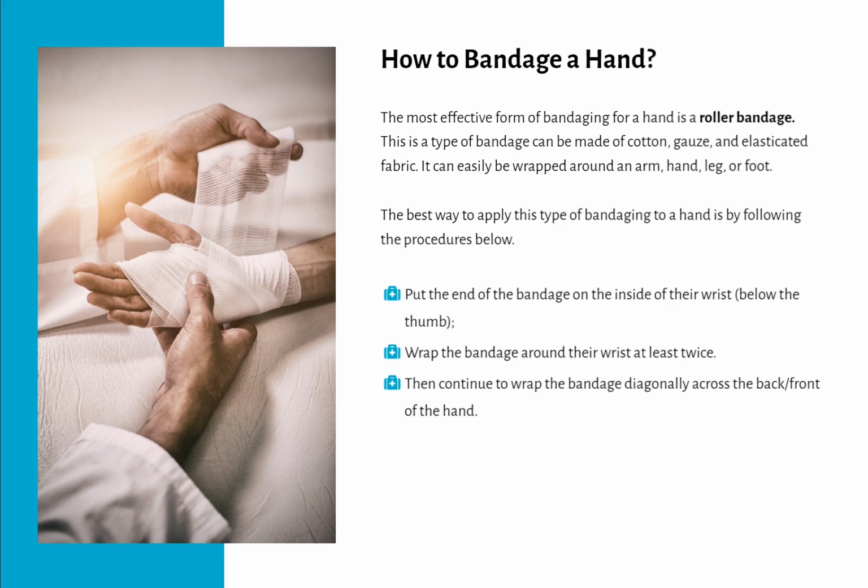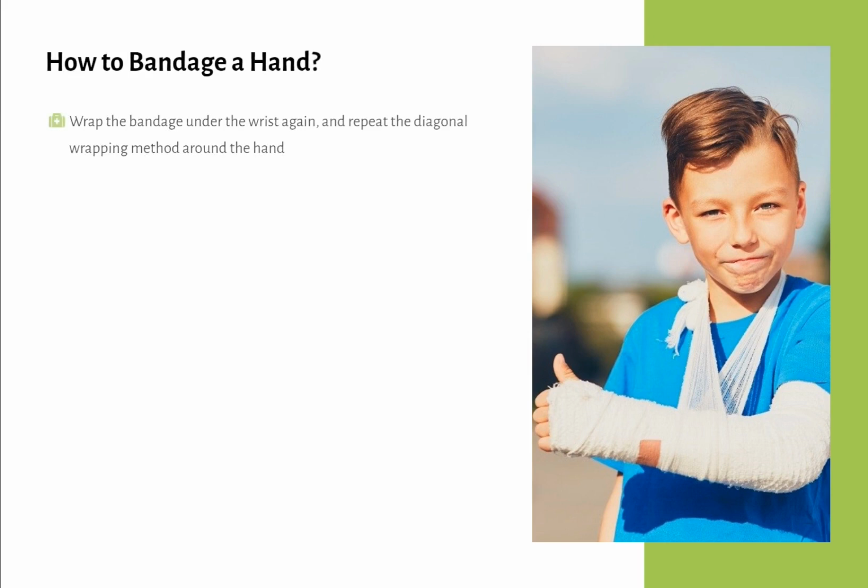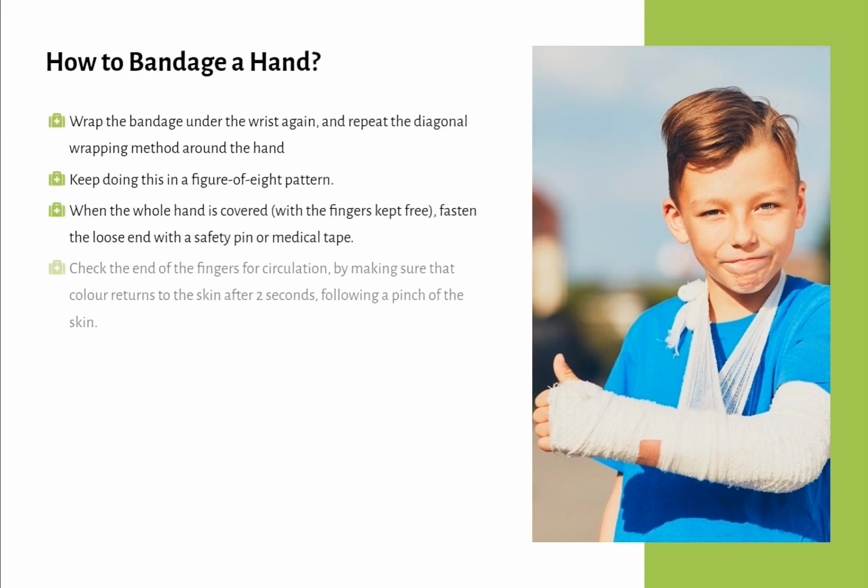Put the end of the bandage on the inside of their wrist, below the thumb. Wrap the bandage around their wrist at least twice. Then continue to wrap the bandage diagonally across the back or front of the hand. Wrap the bandage under the wrist again and repeat the diagonal wrapping method around the hand. Keep doing this in a figure-of-8 pattern.